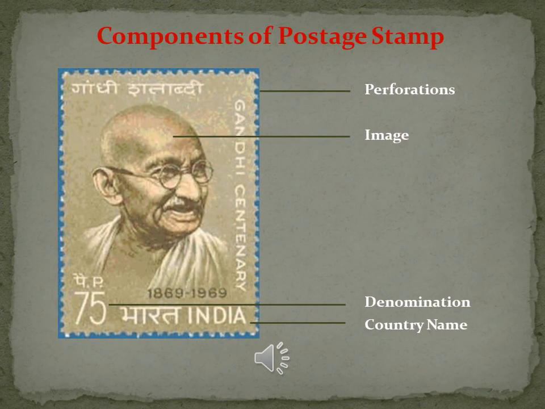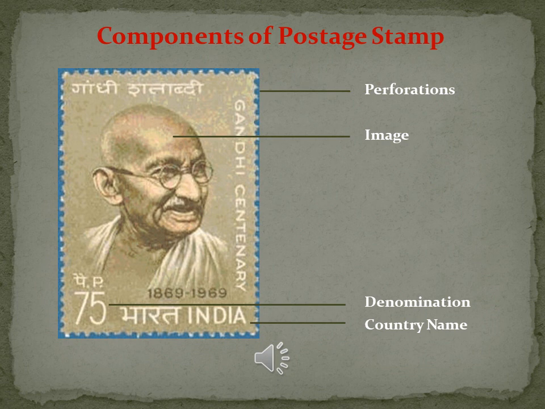Now let's talk about the important components of a postage stamp. In this slide you can see that the important components are shown, they are marked here. First one is perforation. Here you can see a row of small holes punched in a sheet. These perforations are made so that a part can be torn easily.